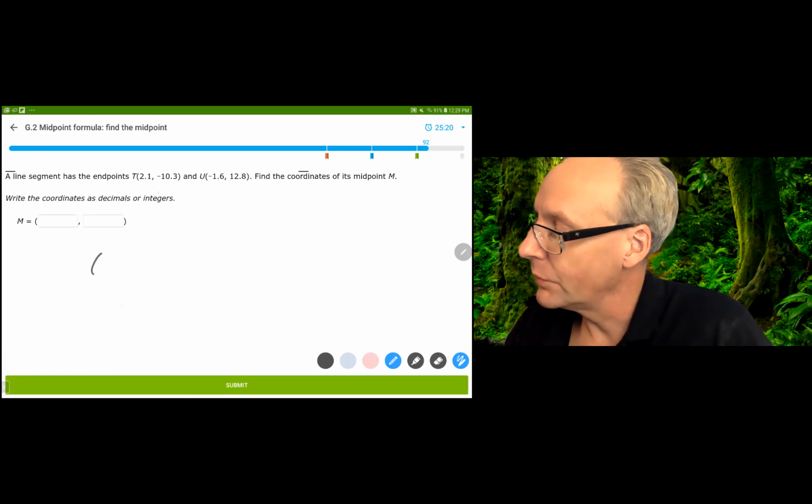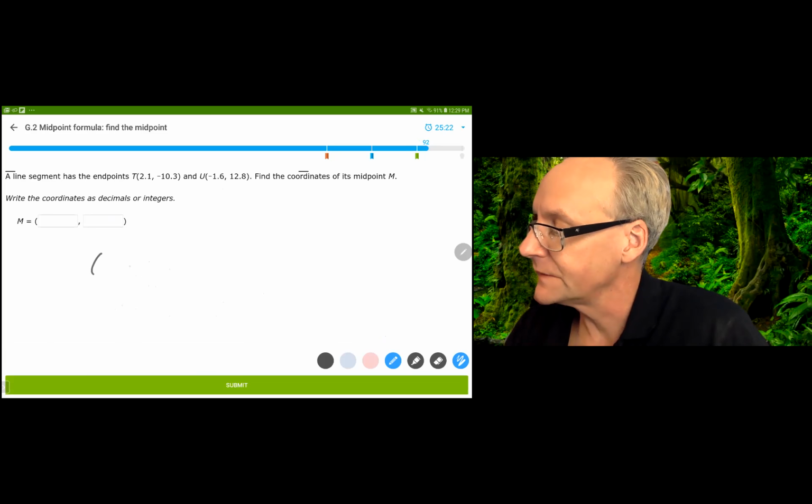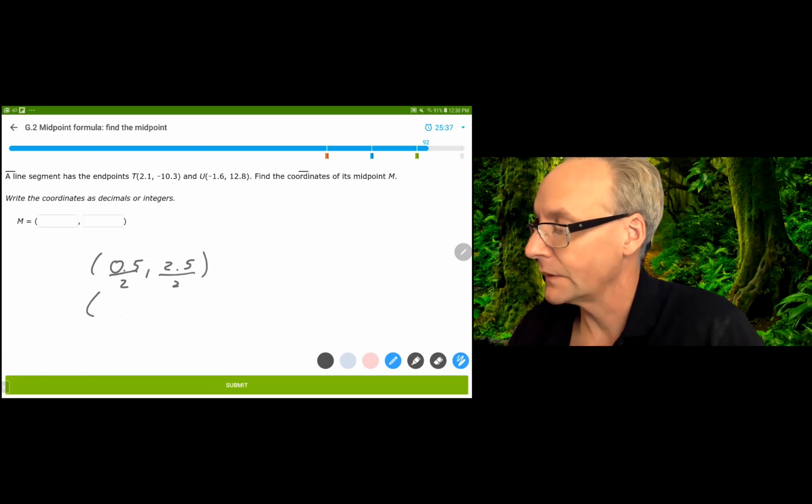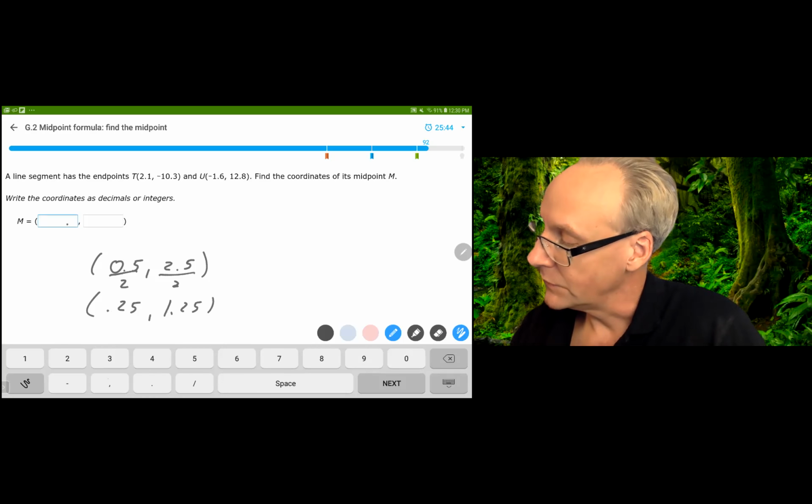All right, I'm going to add the 2.1 with the negative 1.6, which gives me 0.5. And then I have a negative 10.3 and a 12.8. That's going to be 2.5, it looks like. And the midpoint then, remember I'm dividing by 2, sorry. That's 0.25 and 1.25. There's my midpoint.